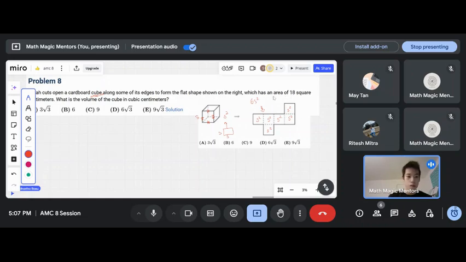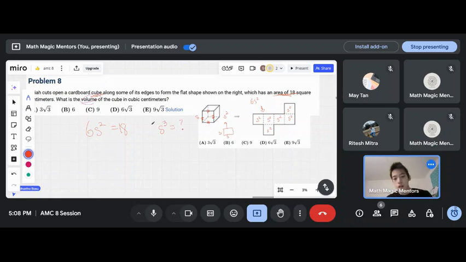Because the problem already gives us that the net has an area of 18, we can say that 6s squared is equal to 18. And remember that we don't necessarily need to solve for s in this problem. It's a really important strategy to focus on what you need to solve in this problem. What is this problem asking you? Because the problem asks for the volume of the cube, we actually want to solve for s cubed at the end of the day.